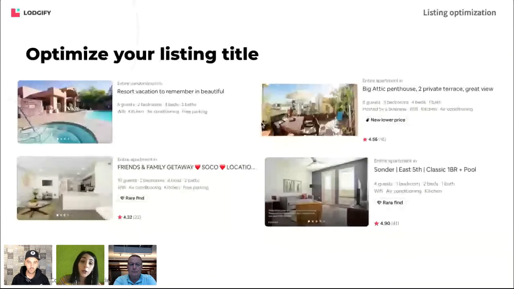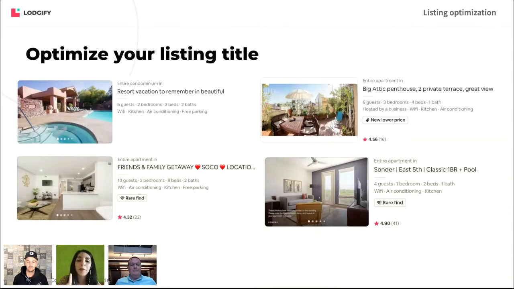Another thing you can include is your listing site title. So you can include there your amenities. You can include that you have a pool, that you are going to have a resort vacation to remember, for example. All these things count. So be sure to add them in.